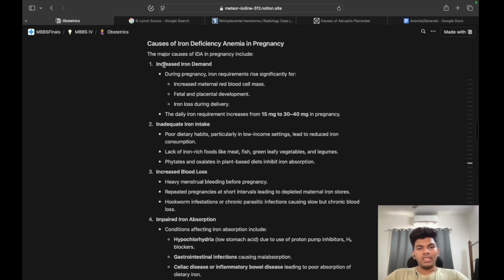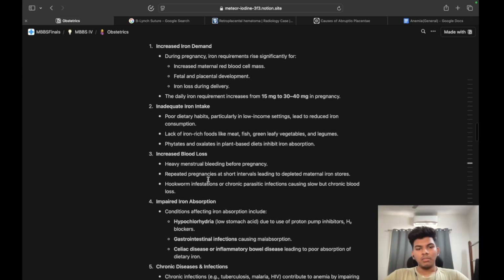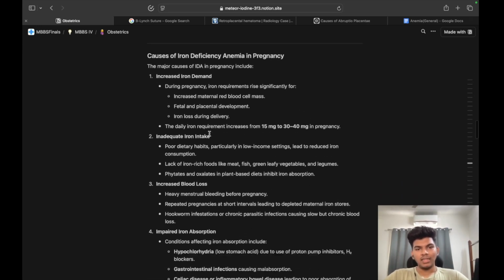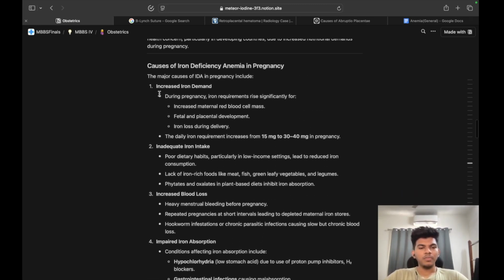Causes. There is increased iron demand, inadequate iron intake, increased blood loss, impaired iron absorption, and chronic diseases and infections. These are the key headings which we need to write in the exams.